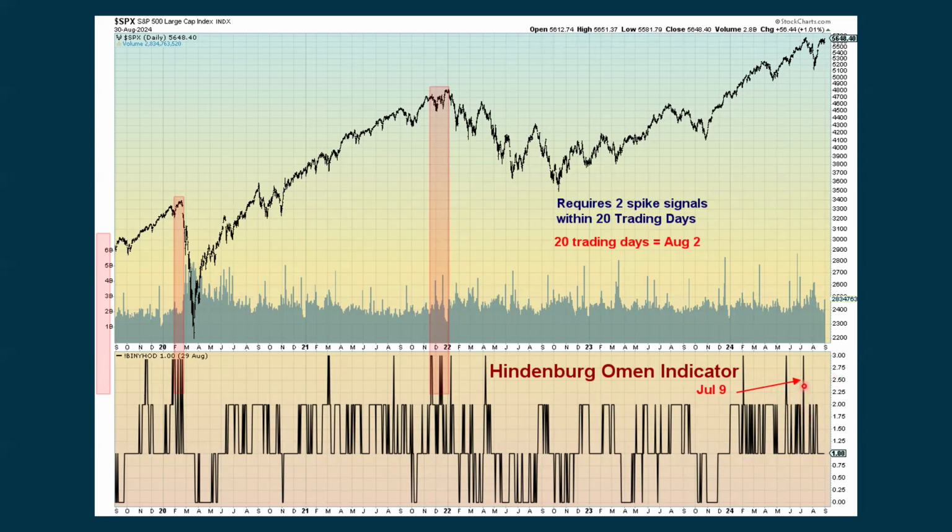And then we're not getting Hindenburg-Ullman here. We had one spike up here back in July. We needed to have another spike up by August 2nd. That did not happen. No matter what the perma bears tell you, there is not a valid Hindenburg-Ullman on the books right now. It was not confirmed.